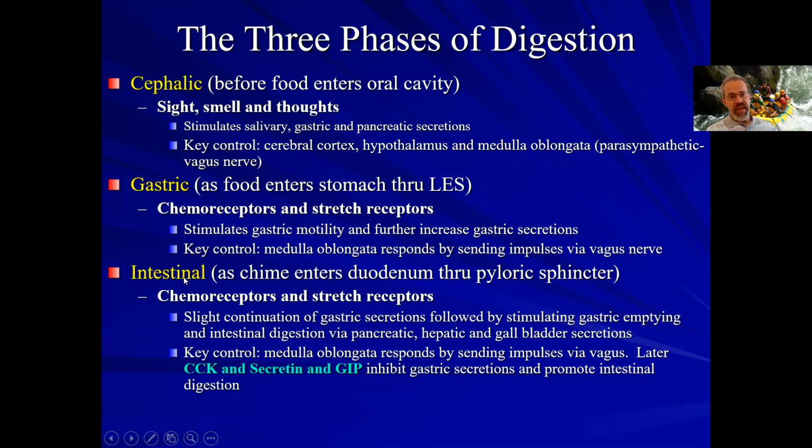Lastly, the intestinal phase. I spelled chyme wrong. It should be C-H-Y-M-E. As food leaves the stomach, enters into the duodenum through the pyloric sphincter, we also have more chemoreceptors and stretch receptors, but these are starting to occur in the intestine. So food is now gradually leaving the stomach. Until it completely leaves the stomach, we're still having gastric secretions, but now the stomach is starting to empty. And as the stomach starts to empty, we're starting to see intestinal digestion occurring, again, through more pancreatic, hepatic, and gallbladder secretions. This is actually due to the same process, the vagus nerve.